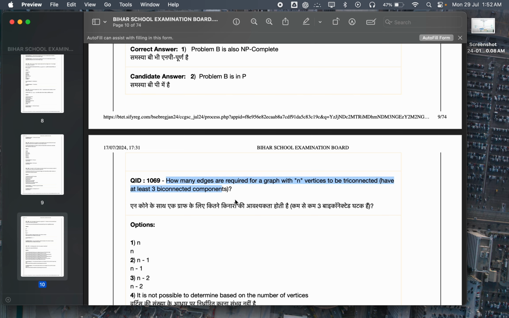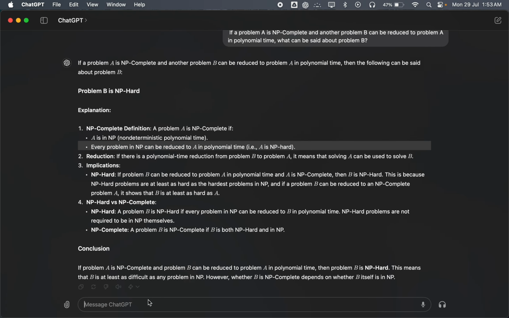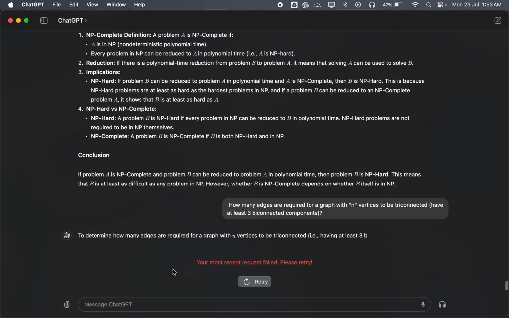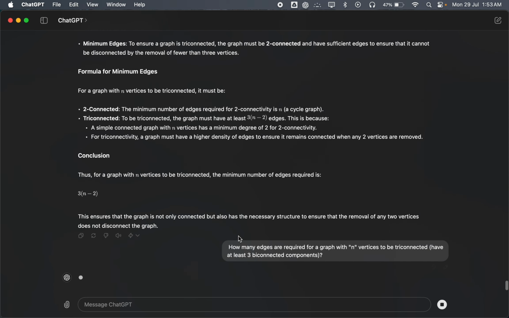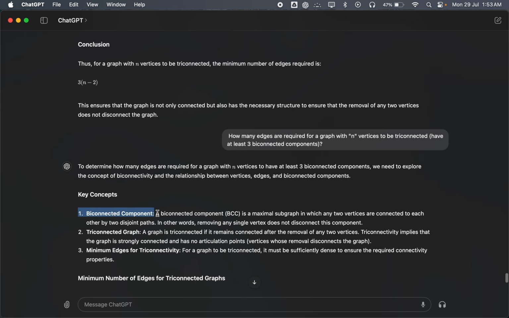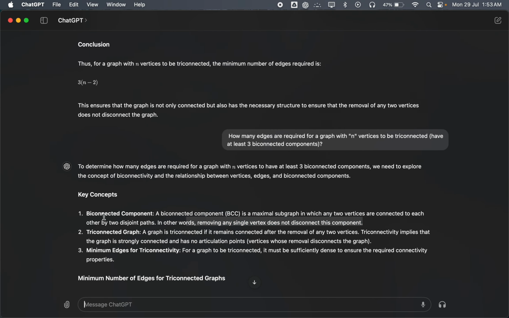How many edges are required for a graph with n vertices to be tri-connected? Have at least three bi-connected components. Now I didn't know what bi-connected means actually, so let's ask here. What is a bi-connected component? A bi-connected component is the maximum subgraph in which any two vertices are connected. Okay, let's stop here. We will read these answers later. Tri-connected graph.